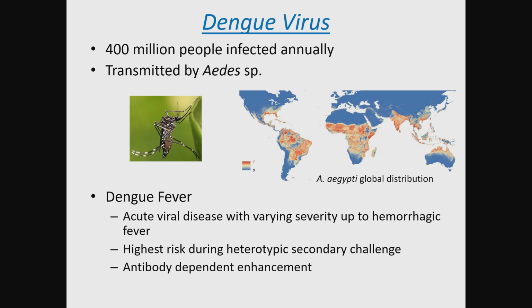Now, an infection with dengue virus can lead to dengue fever, an acute viral disease with varying severity up to hemorrhagic fever. Most individuals will not have any symptoms or very mild symptoms, but some people can develop severe dengue, leading to death in some cases. Now, the highest risk of severe dengue is during a heterotypic secondary challenge. What I mean by that is that individuals who are immune to one serotype of dengue are at higher risk of severe dengue following a challenge with a serotype of dengue other than what they're immune against. So, a heterotypic secondary challenge. And this is due to the phenomenon of antibody-dependent enhancement.